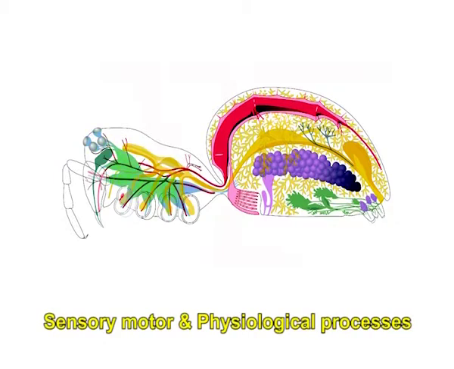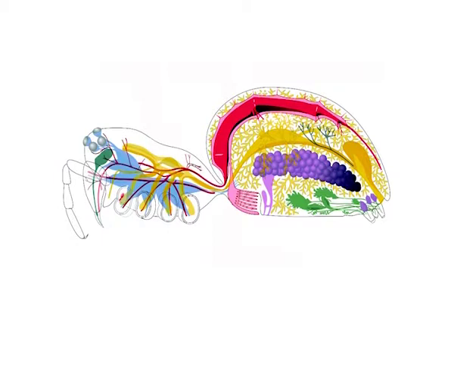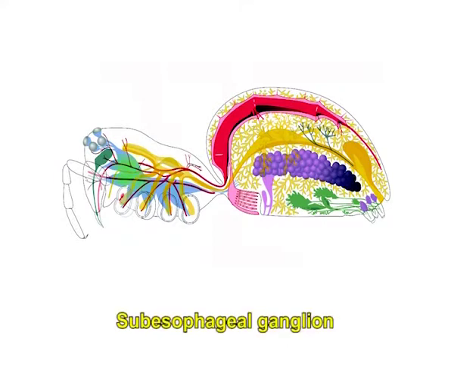endocrine system. Being the principal division of the nervous system, it consists of a brain, a ventral nerve cord and a subesophageal ganglion which is connected to the brain by two nerves extending around each side of the esophagus.